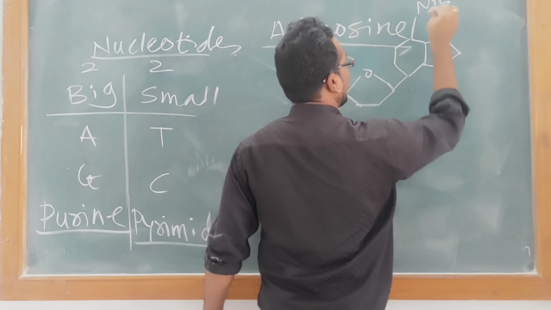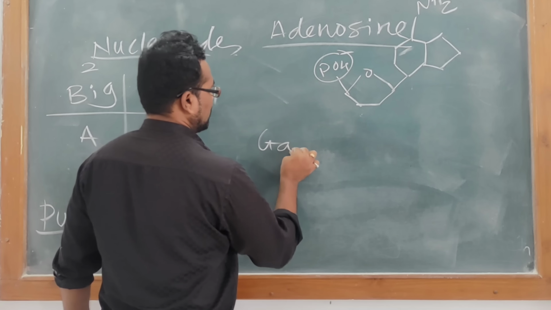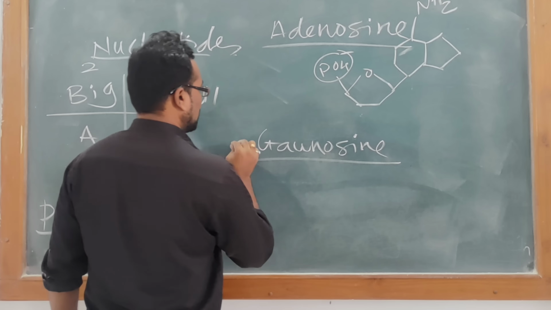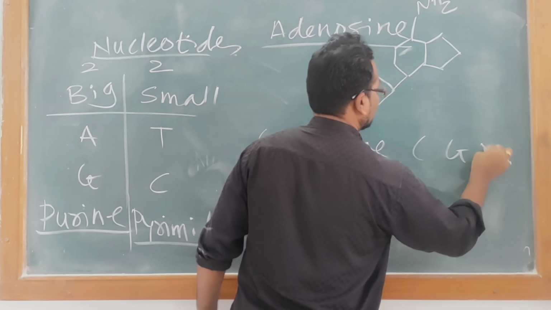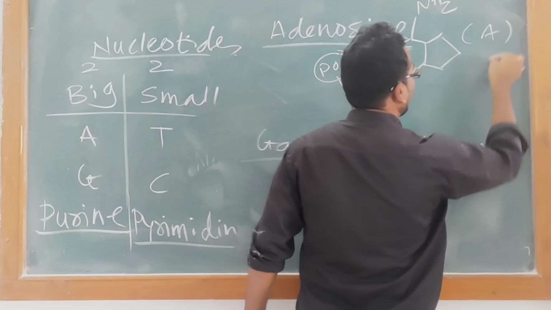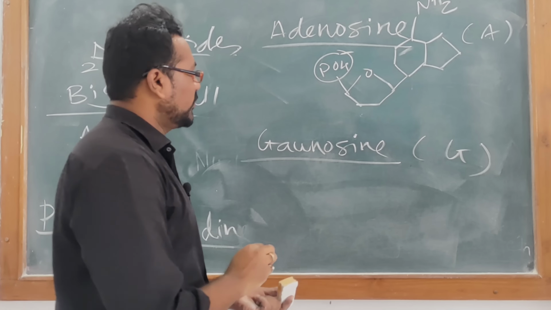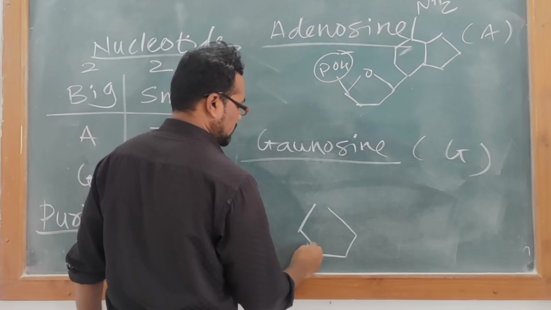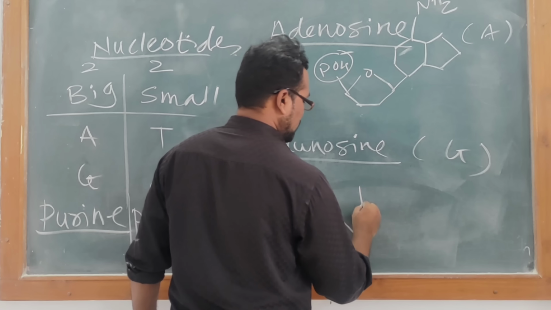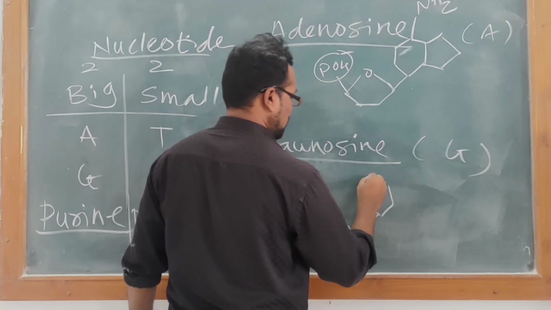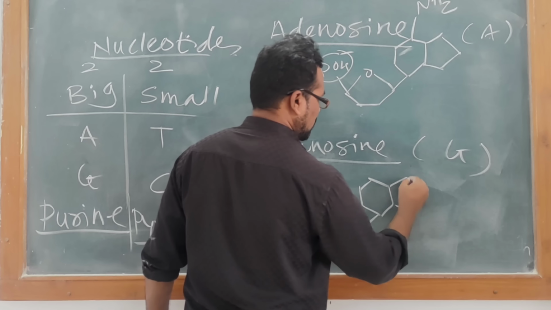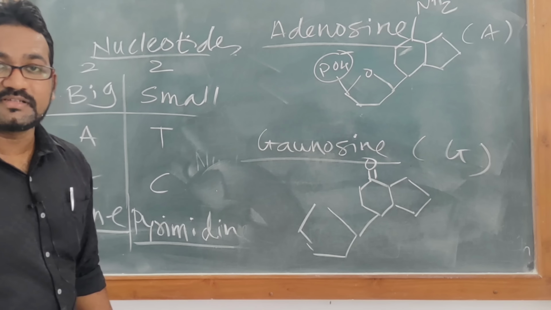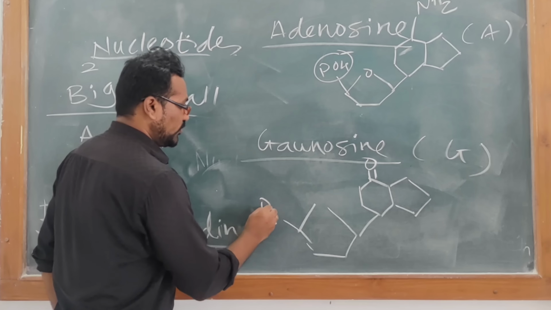Means we call it a G. This is A. What is the difference? You will understand here if I show it like this. Can you notice the difference? Here is the phosphate group again.